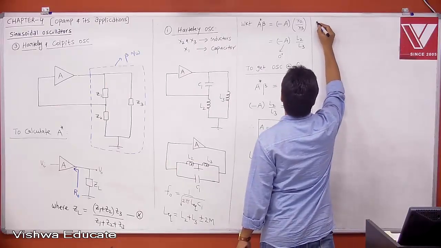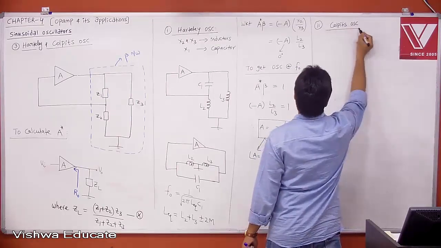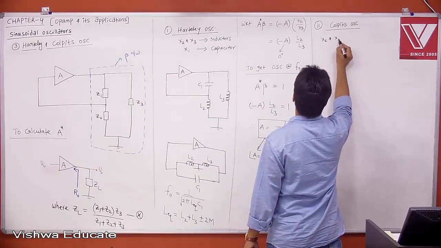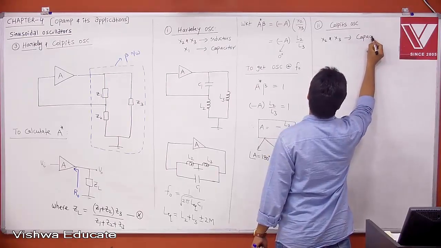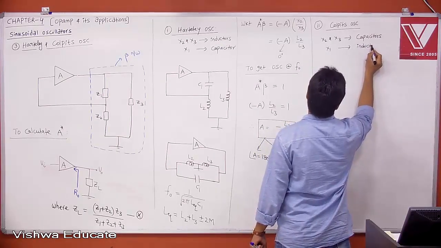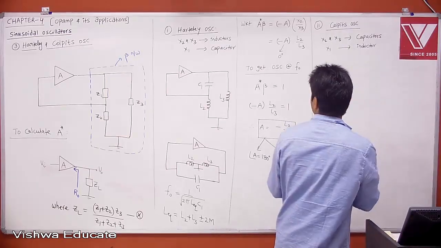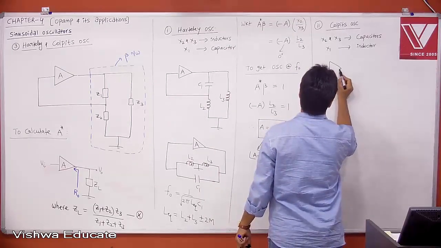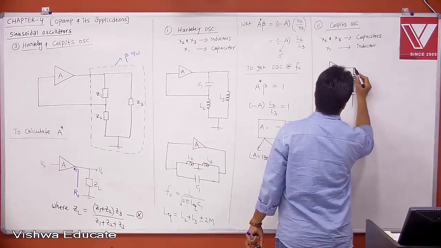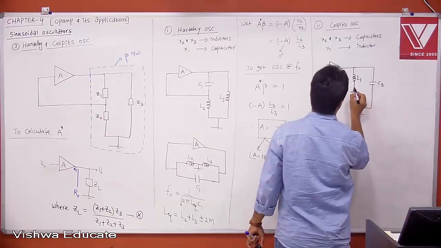Now case 2, Colpitt's oscillator. Now in this case, X2 and X3 are capacitors and X1 is opposite to it, an inductor. Then tell me, what is your amplifier? If you take the original one which we started, this is your open loop amplifier A. Now X1 is an inductor, and these two are capacitors. This is L1, C2, C3, and the output of it is connected.